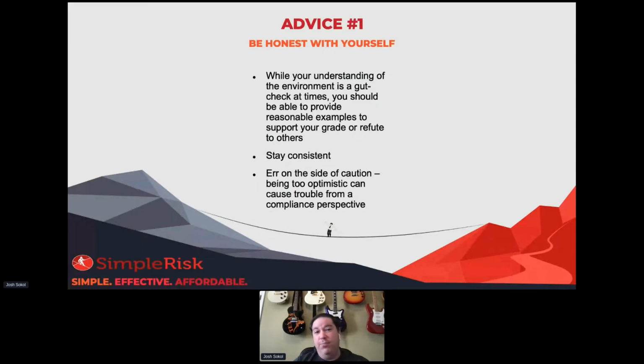Stay consistent. Make sure that as you're going through, you're understanding what each of those levels mean and applying it in a consistent manner, and err on the side of caution. Being too optimistic can actually cause a lot of trouble from a compliance perspective. So dial it back a little bit. And if you're on the fence about something, go for the 3 instead of the 4, because that's a lot easier to explain than why we said we have an optimized process or something like that when we really don't.